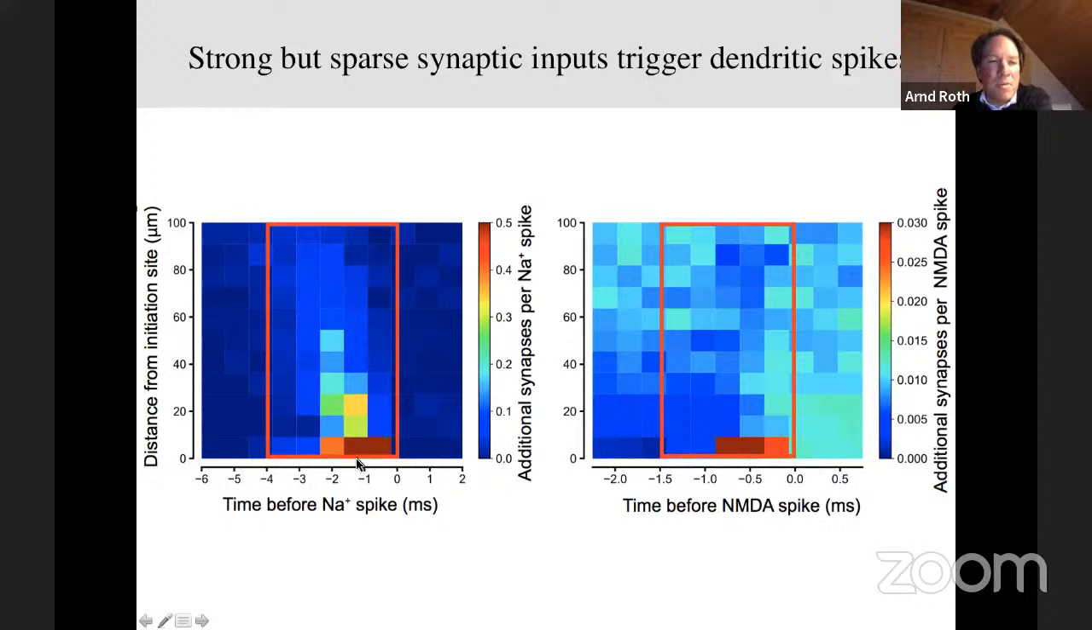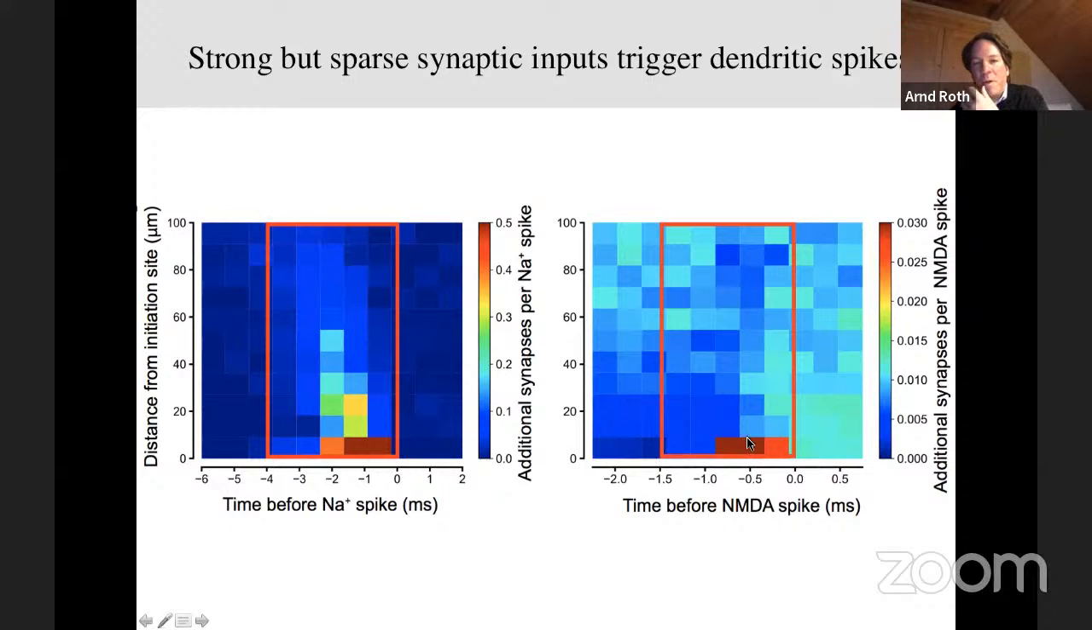And one of the reasons we did this plot is to figure out what is the spatial-temporal context that's relevant, which are the synapses that could causally be thought to be the trigger synapses for the dendritic spike. And so we will, in the next slide, count all the synapses in this red rectangle here.